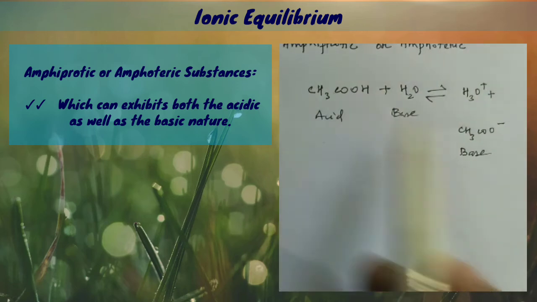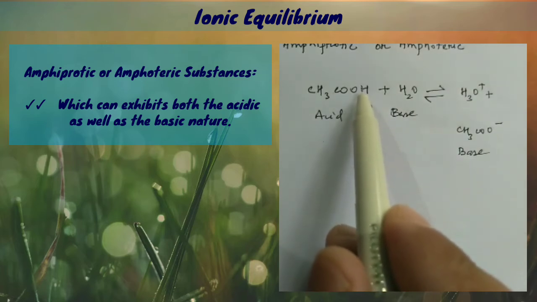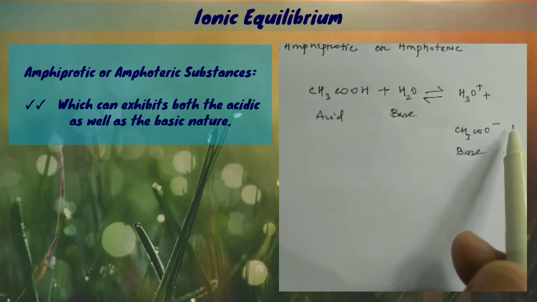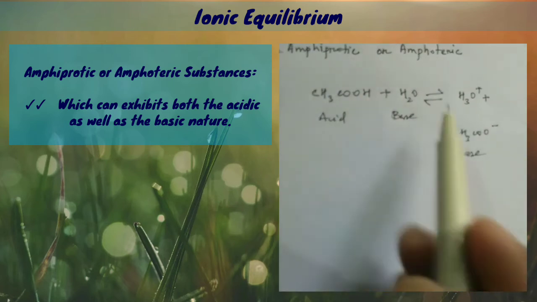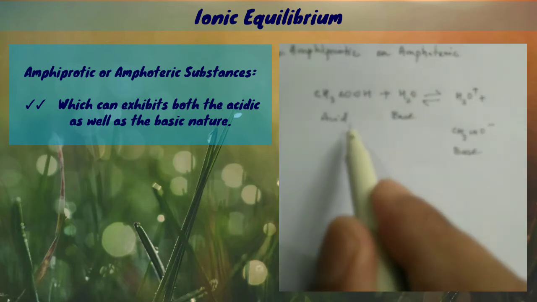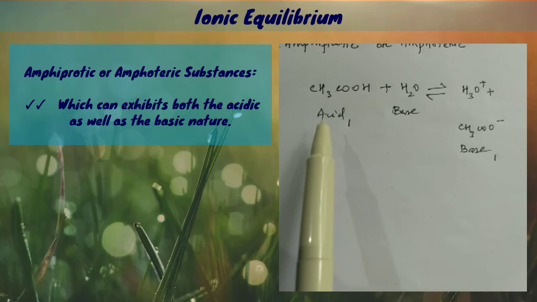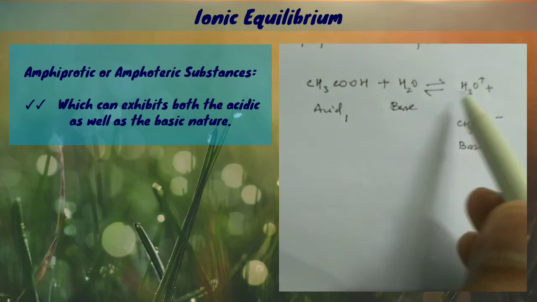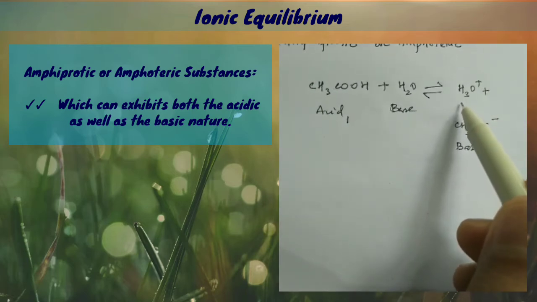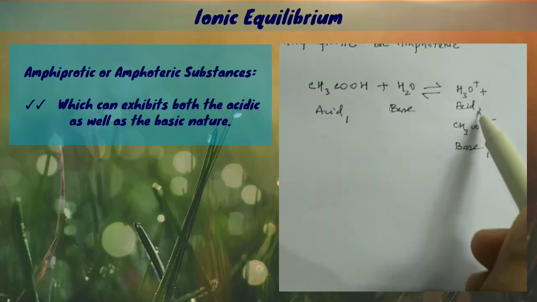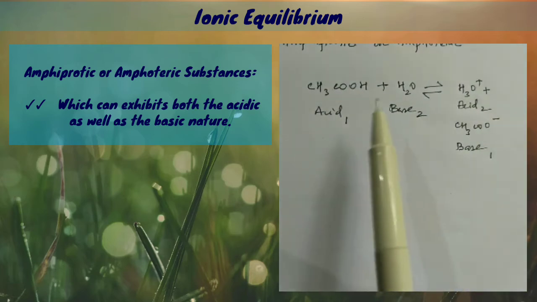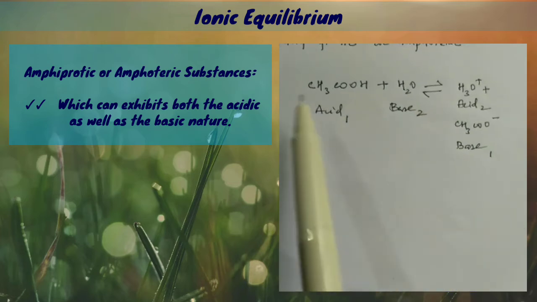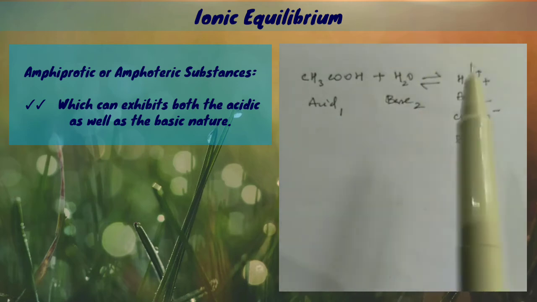Hence we know that these two are related by the H positive ion. That means if this base accepts an H positive ion, it will give that acid. So these are what? Conjugate acid and base. So we can write here acid 1 base 1. So acid 1 and base 1 is one conjugate acid and base pair. Similarly, these two are also related by H positive ion, so this is acid 2 and this is base 2. So here this water is going to act as a what? Base. So in this example water can act as a base. So this is the point.